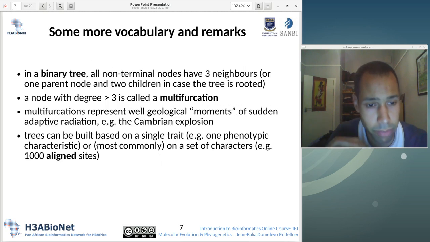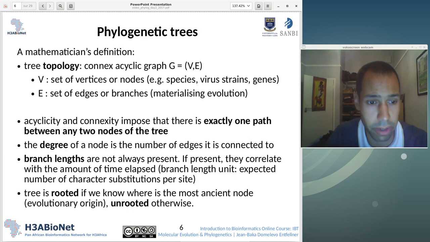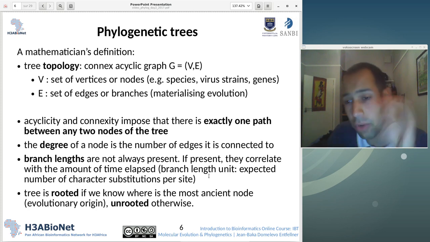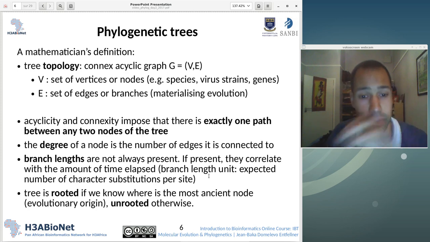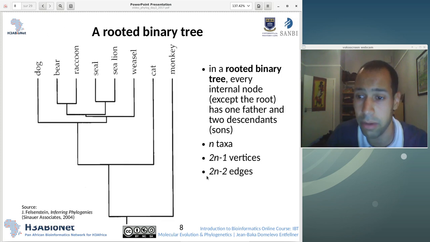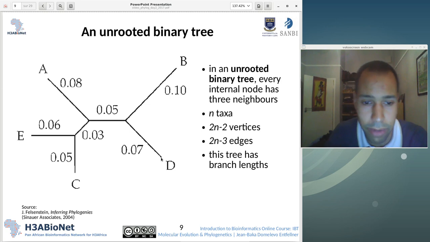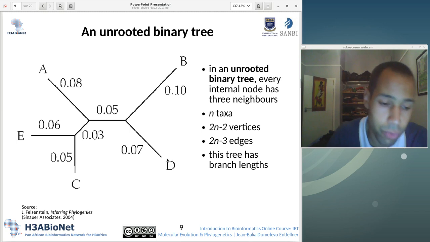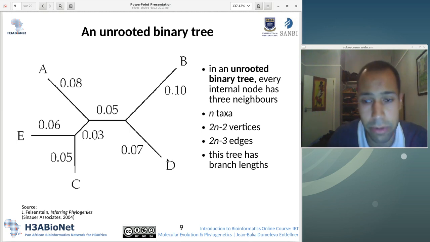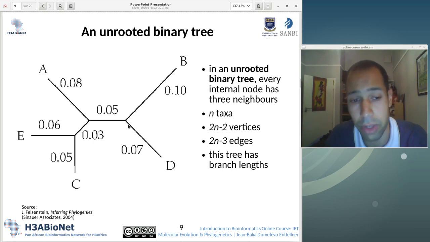Why is this so? Remember here I said that the unit of a branch length is the expected number of character substitutions per site. Okay? A branch length of 1 would mean that on average you have 1 character substitution per site, meaning that you in fact have no relatedness between the two taxa that are at the two nodes separated by a branch of length 1. Okay.